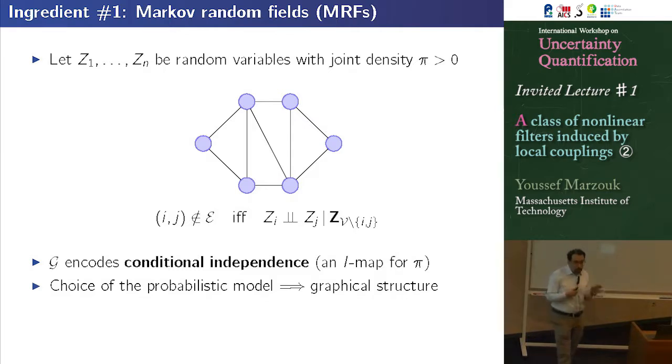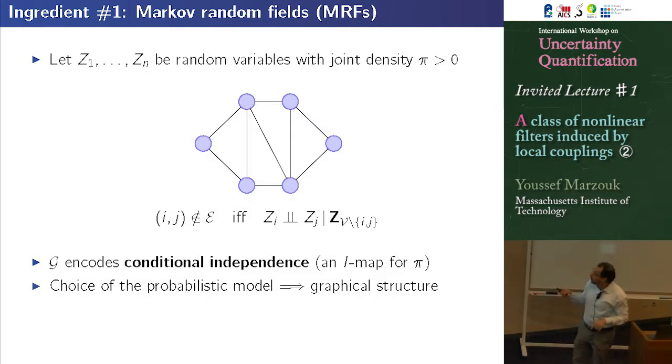This is basically a way of understanding conditional independence relationships among random variables. So suppose I have n random variables, z1 through zn. This might be the value of the state of my system at different points in space, for instance. If I'm thinking of Lorenz 96, that might be each of those 40 coordinates in the state vector. So I have this collection of real-valued random variables. They have some joint density that's strictly positive.